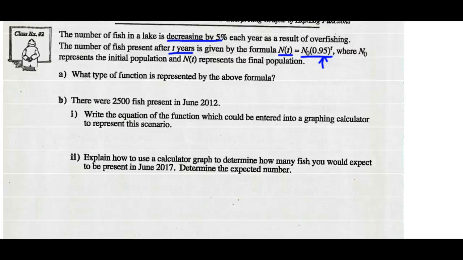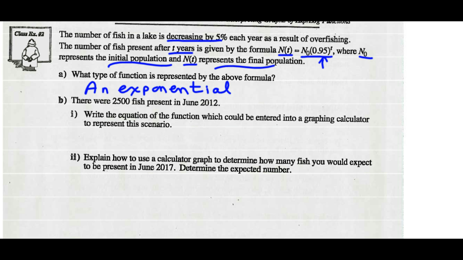We're losing 5%. We're also told that N0 is the initial population of the fish, and N(t) represents the final population. What type of function is represented by the above formula? Well, this is an exponential function, but more specifically, is this an exponential decay or an exponential growth function? Well, because we're losing 5%, this has to be exponential decay.